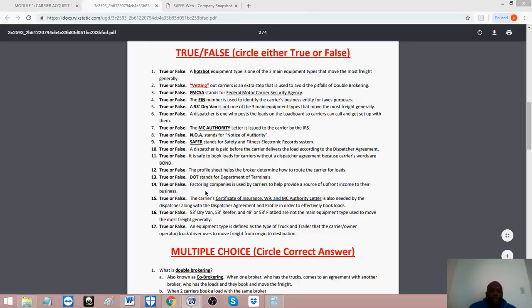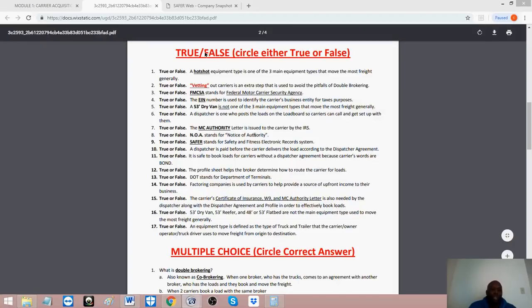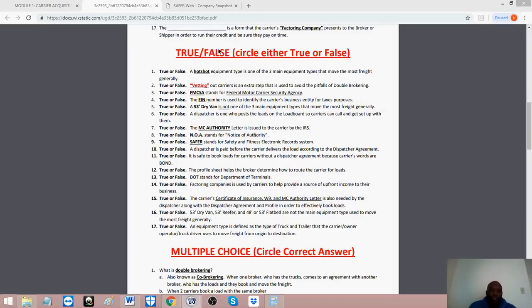Number 14, factoring companies, I should say, are used by carriers to help provide a source of upfront income to their business. That is true.